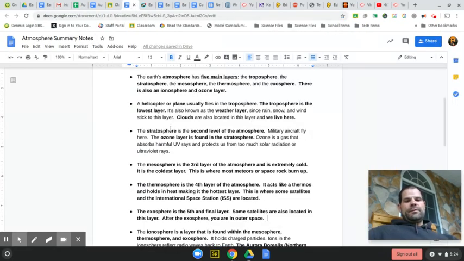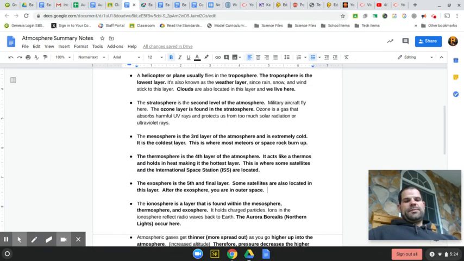Moving along, if we start to look at the parts now, this next bullet point is talking about the troposphere, and that's where we live, where weather happens. Clouds are located there. And also, if you've taken an airplane or a helicopter ride, that was most likely in the troposphere as well. That's the lowest ground level that we're most familiar with.